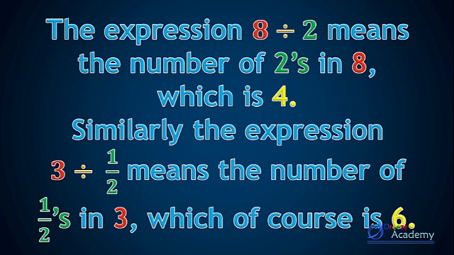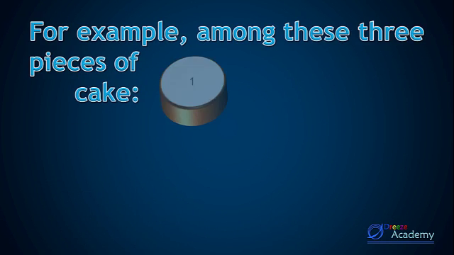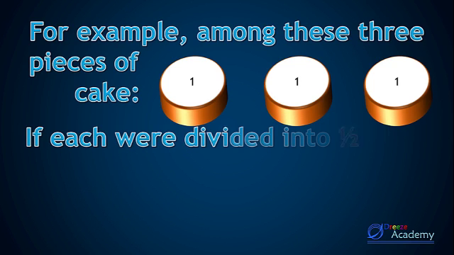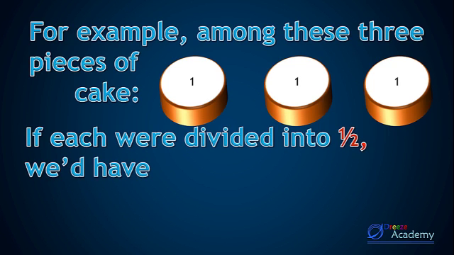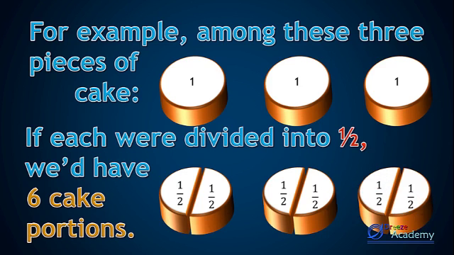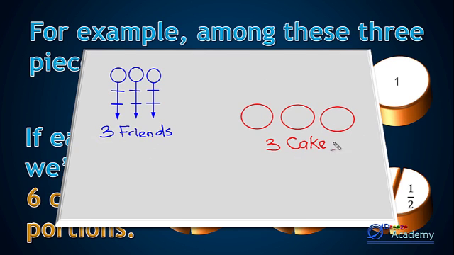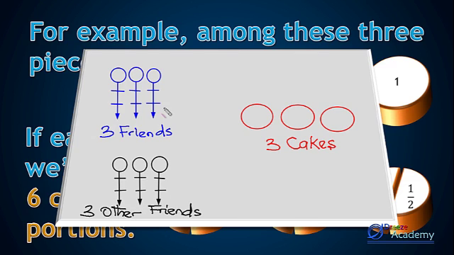To further explain 3 divided by half, let's see how this works out with a piece of cake. For example, assuming that these 3 are pieces of cake, if each were divided into half, we'd have 6 cake portions. Said differently, if 3 of your friends dropped by your house and you quickly dashed out to get 3 cakes for them, on your return, 3 other friends had come too, making 6 altogether.